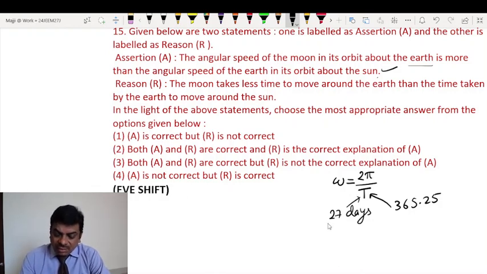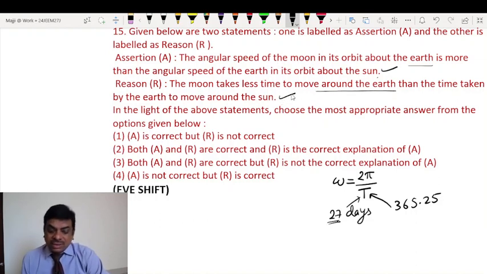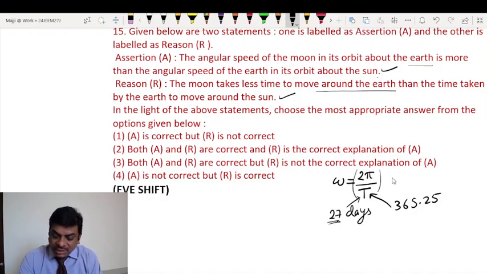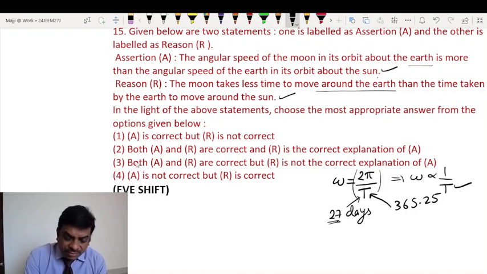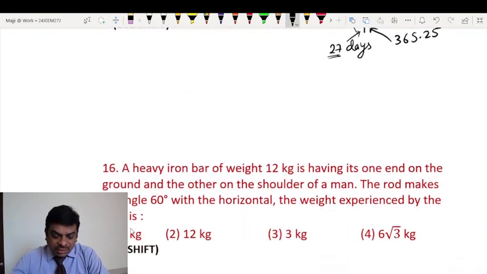So naturally, the period of revolution for Moon is less. So angular speed will be more for Moon. This is true. Coming to reason: the Moon takes less time to move around the Earth than the time taken by Earth. This is also correct, students. Probably you can see omega varies inversely as T. So for Moon, T is less, so omega is more. So both A and R are correct and R is the correct explanation also.